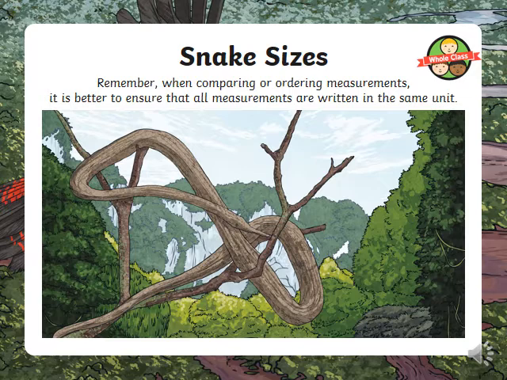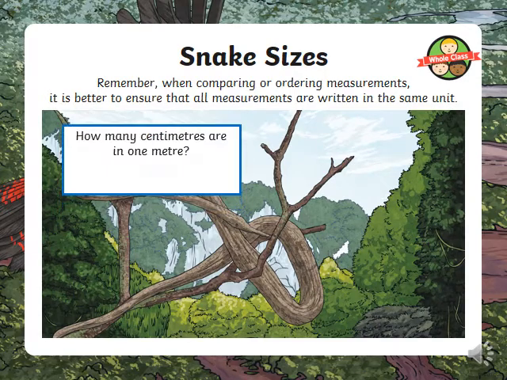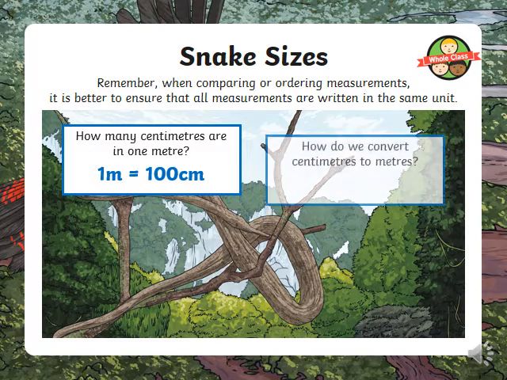So remember, when comparing or ordering measurements, it is better to ensure that all measurements are written in the same unit. So how many centimeters are there in 1 meter? So we're looking at the inverse now. In 1 meter, there is equal to 100 centimeters.